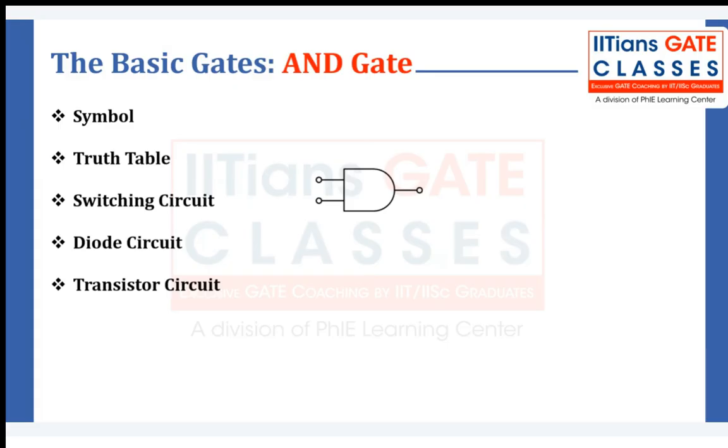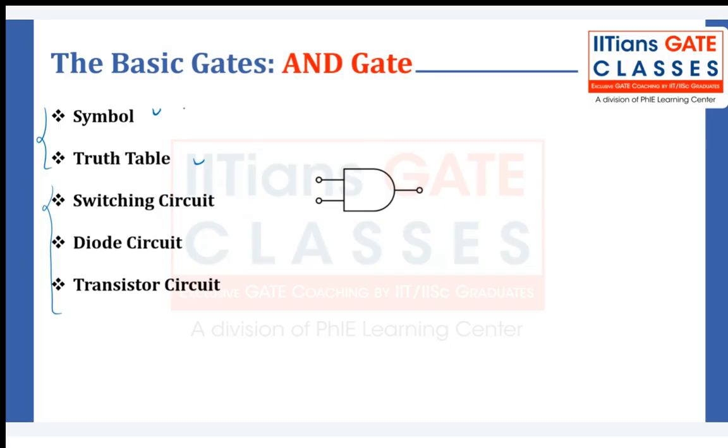Then the AND gate is like again the same five points we have to see: symbol, truth table, switching, diode, and transistor, right? Symbol and truth table are the two important things that as a digital design engineer we should know. If you know the rest, well and good. If you don't know, that is also fine.